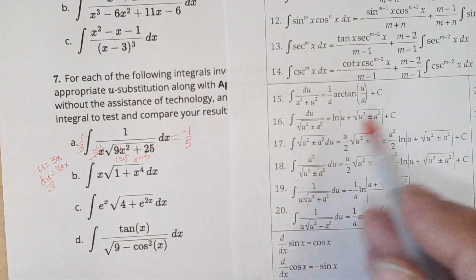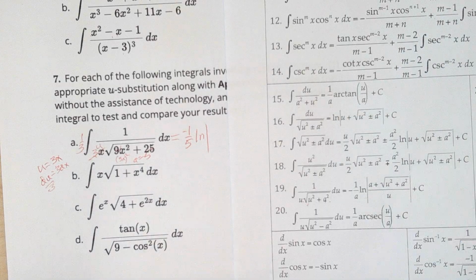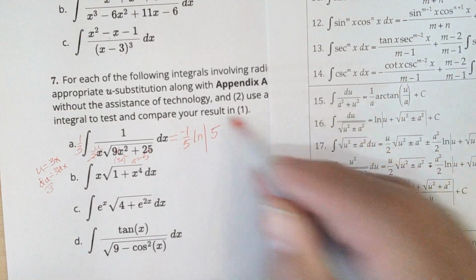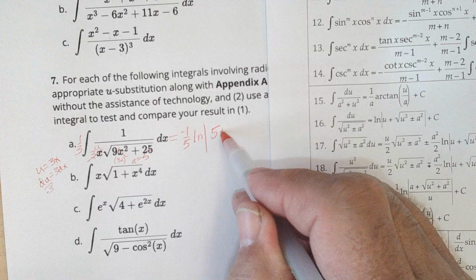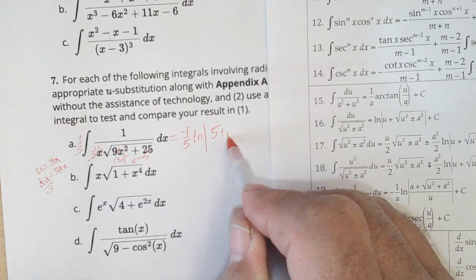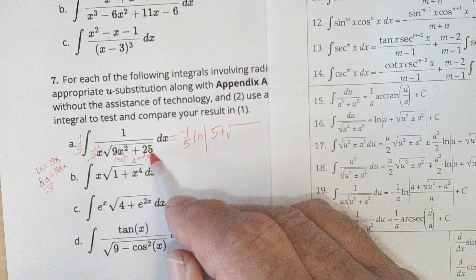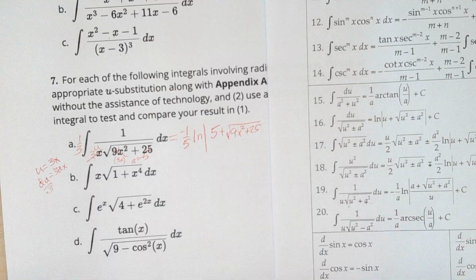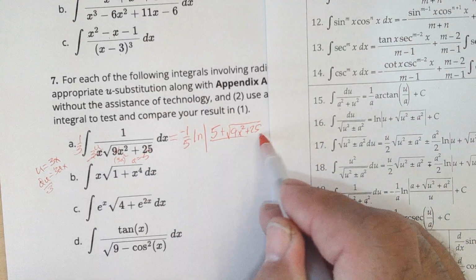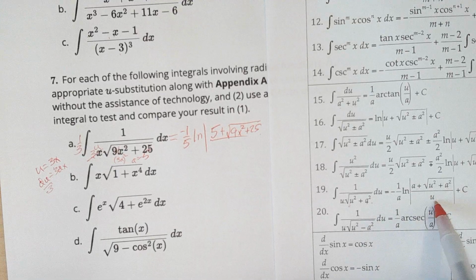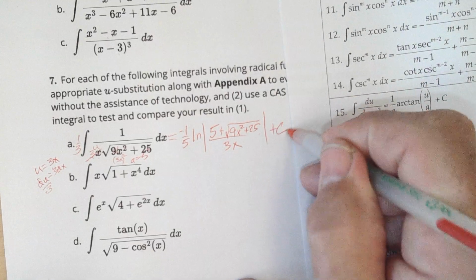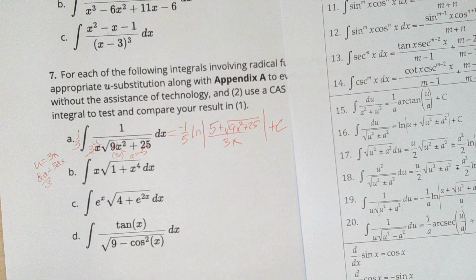This one, I keep losing it. Ln of a, which we called 5, plus the square root of u squared. Well, that's back plus a squared. That's the same thing we had before, 9x squared plus 25 over u, which is 3x, plus c. That's kind of the idea of how you have to do things here.